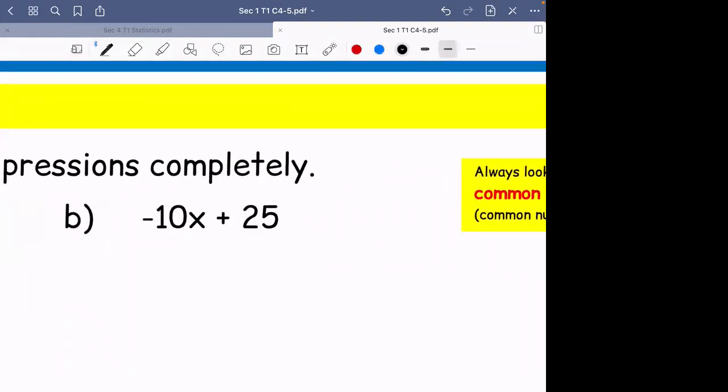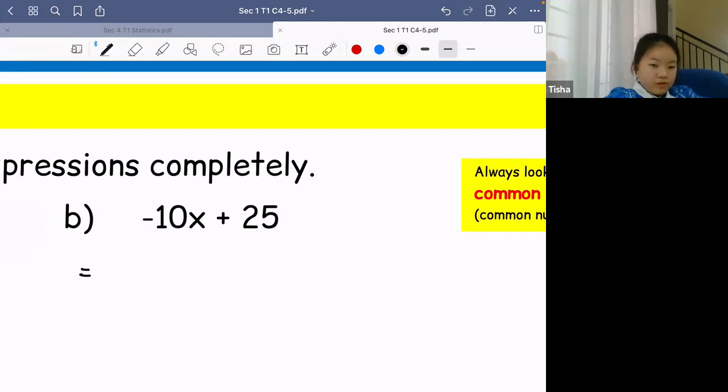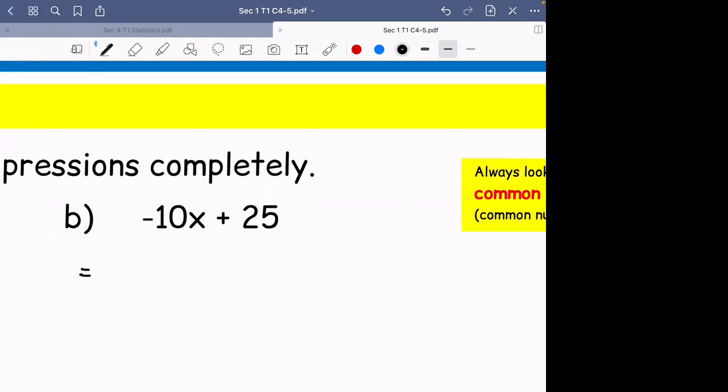Now for letter B, what is our common factor? Anyone wants to try? What is your common factor? 5. Okay, you can either use 5 or negative 5. It's up to you, but it will still give you the same answer. Okay, let's use 5. Just 5, right? We cannot use x because this one doesn't have any x. So 5 is our common factor.